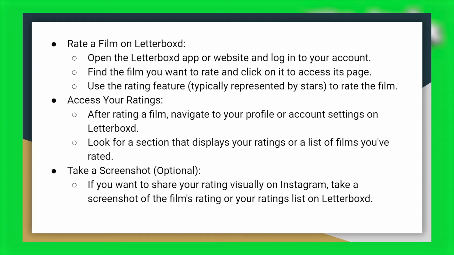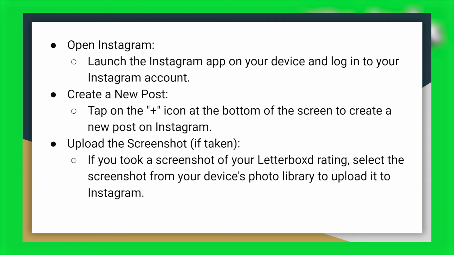After rating a film, navigate to your profile or account settings on Letterboxd. Look for a section that displays your ratings or a list of films you have rated. If you want to share your ratings visually on Instagram, take a screenshot of the film's ratings or your rating list on Letterboxd. Launch the Instagram app on your device and log into your Instagram account.